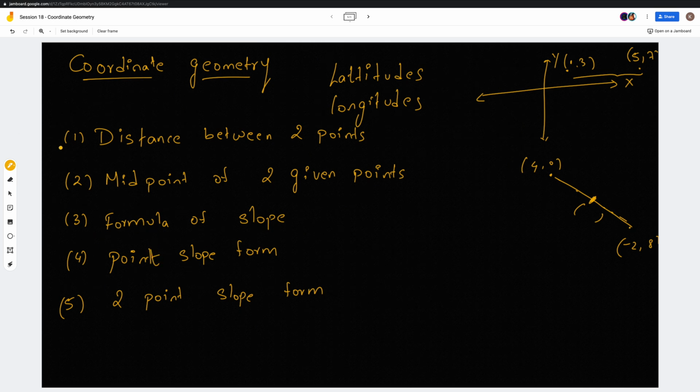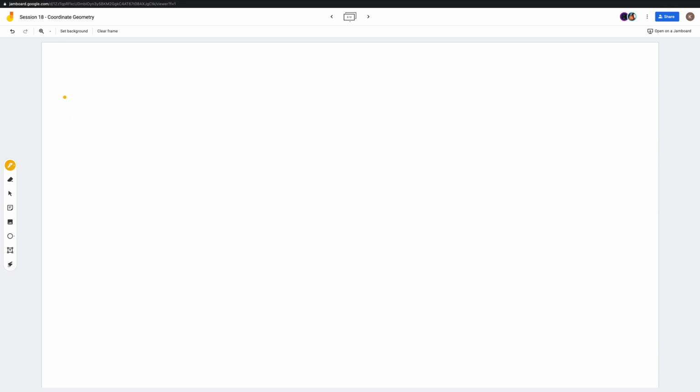First, I want to start with the easy one, that is distance between 2 points. So I'm going to create a new frame. I'm going to set the background color to black. Write it with distance between 2 points. This is the first topic that we are going to learn and understand and practice some problems.